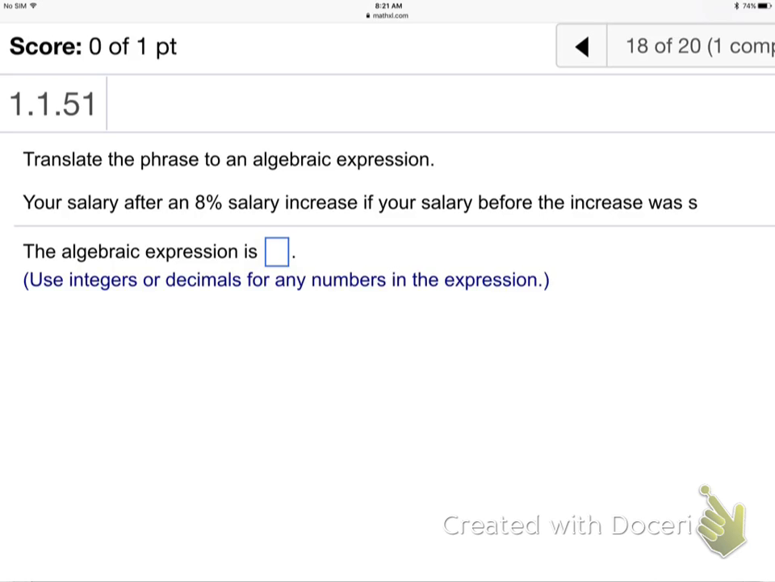All right. Any thoughts? This is a harder one. Anybody got something on that? Joel, what do you think? You got 0.08 times the S and then plus S. 0.08 times the S and then plus your salary. Plus, like that? Yeah.